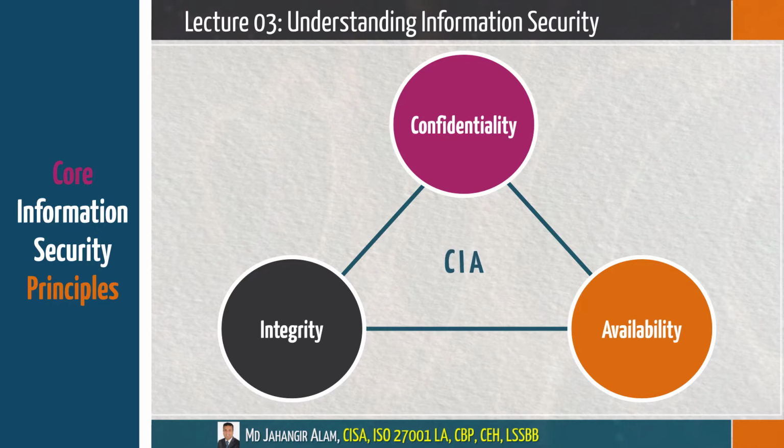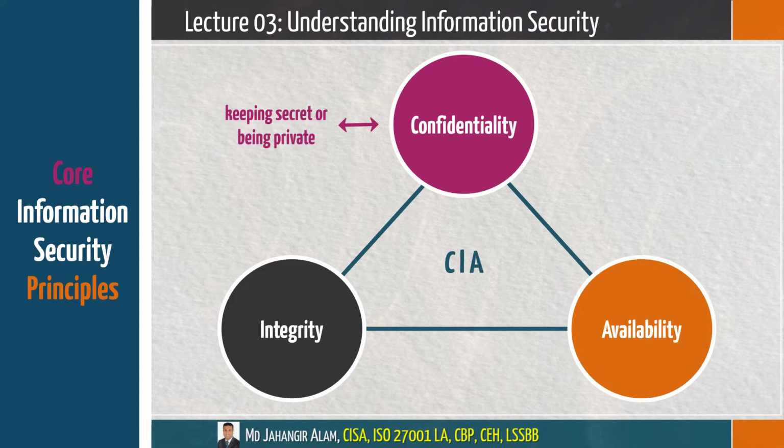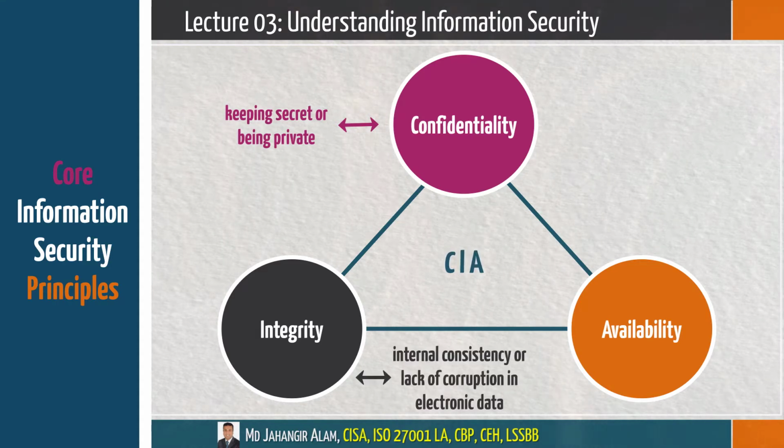Now let's take a look at the dictionary definition of confidentiality, integrity, and availability. The dictionary definition of confidentiality is keeping secret or being private. Integrity is defined as internal consistency or lack of corruption in electronic data, and the meaning of availability is the quality of being able to be used. We will be discussing the details of confidentiality, integrity, and availability in the next slide.